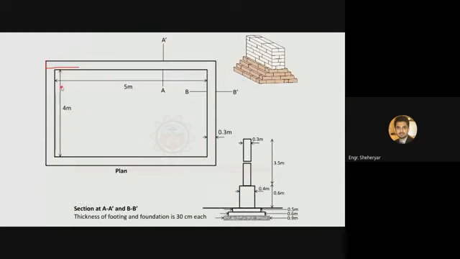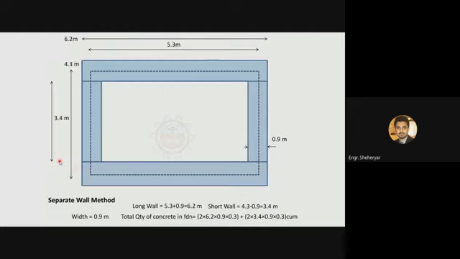Similarly, 4 meters plus half of 0.3 for this side and half of 0.3 for this side. So half plus half is full. So 4 plus 0.3 meters. So 4.3 meters will be the center to center distance of these vertical walls. The center to center distance is found. Now decide which walls you have to consider as short walls and which walls as long walls. Okay. So let's assume that I'm considering these horizontal walls as long walls and these vertical walls as short walls.